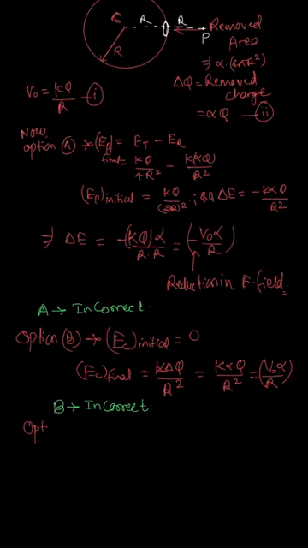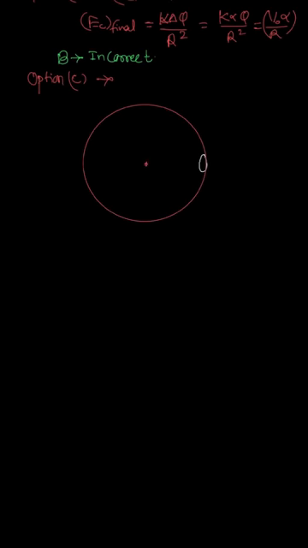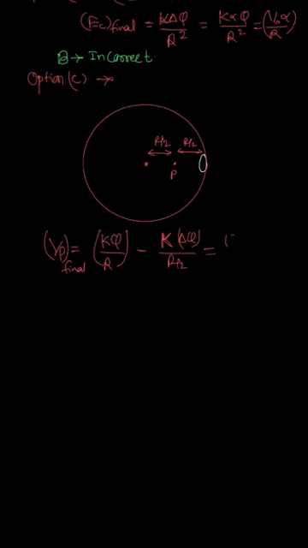Now option C. We have to find out the potential at point P, and find its ratio with respect to the potential at C, the center. So the potential at point P can be written as the potential because of the sphere, that is KQ by R, and because of this point charge, that is K delta Q by this distance, which is R by 2. Now if you just solve it, you will get KQ by R times (1 minus 2 alpha).